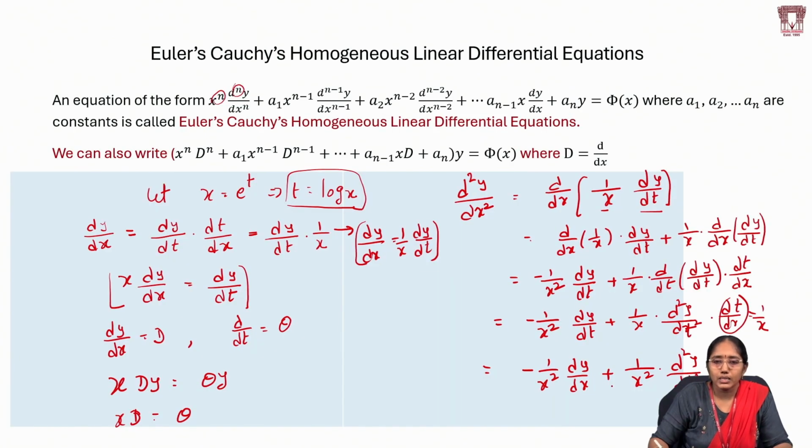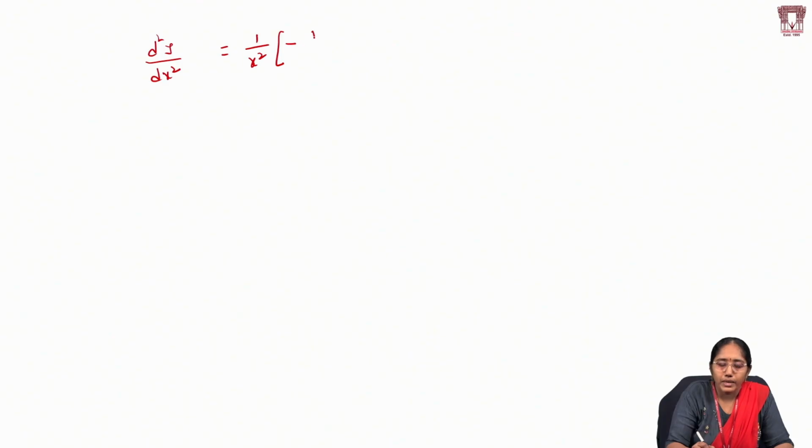Now as we simplify, d square y by dx square is the same as 1 by x square. Take 1 by x square as common from these two terms. You will get minus dy by dt plus d square y by dt square. Now multiplying x square on both sides, you get d square y by dx square equals d square y by dt square minus dy by dt.